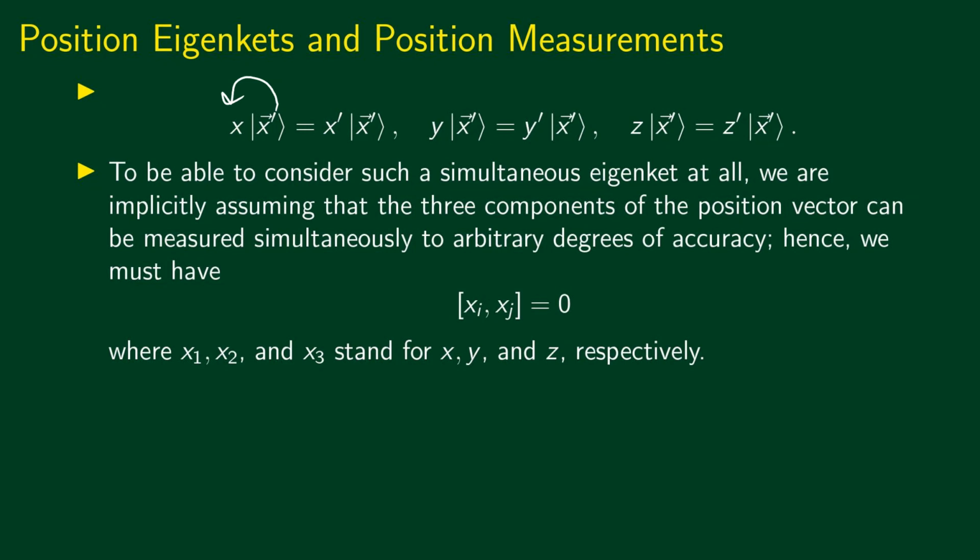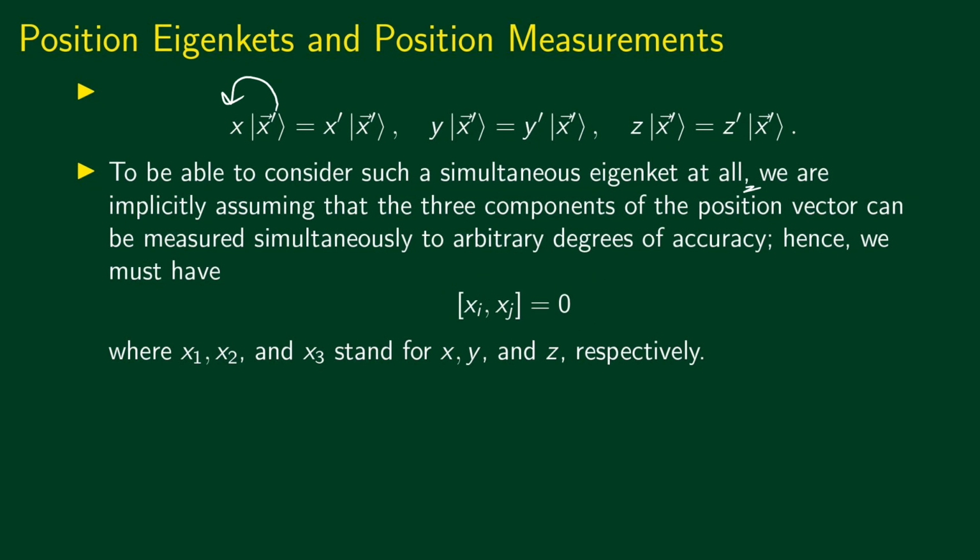Now to be able to consider such a simultaneous eigenket at all, we are implicitly assuming that the 3 components of the position vector can be measured simultaneously to arbitrary degrees of accuracy. We are assuming that there are such states, which have simultaneous eigenvalues for all 3 operators x, y, and z. In other words, we are talking about compatible observables. Compatible observables means we are talking about commuting observables.